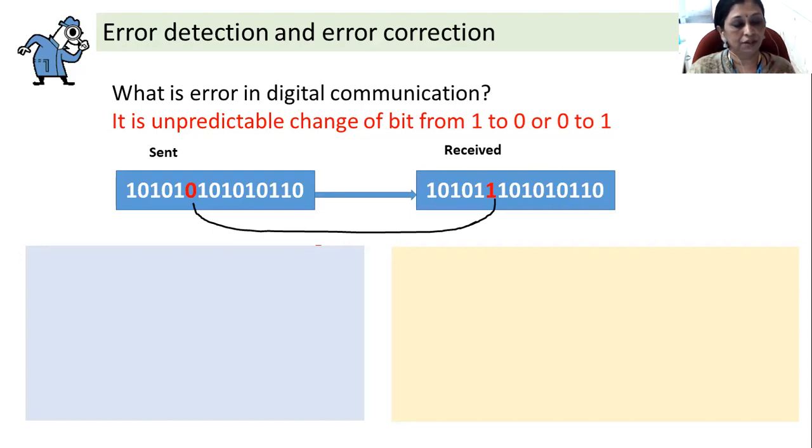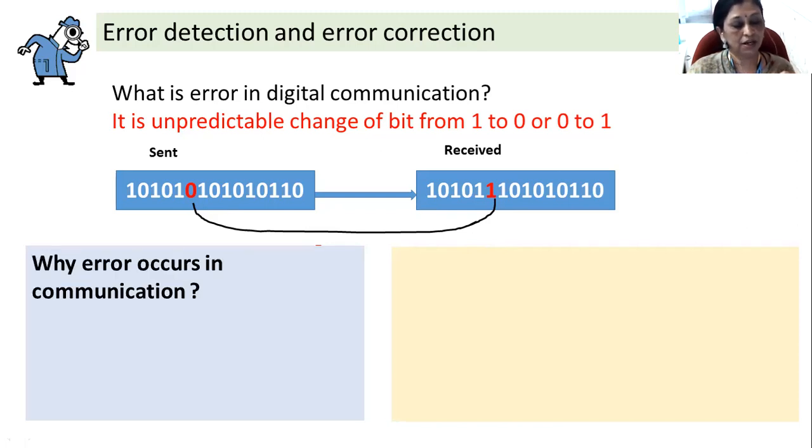In this figure, which is drawn on the screen, you can observe that a stream of digital data is sent, and here you can observe the bit which is shown in red color. It changes from 0 to 1 when it is transmitted from a source to the destination. Source has transmitted this bit as 0, but the destination has received it as a 1, and therefore we can say that the error has occurred in the digital communication.